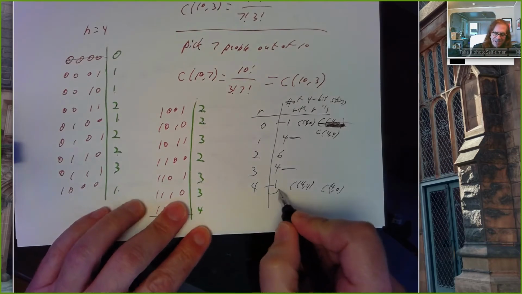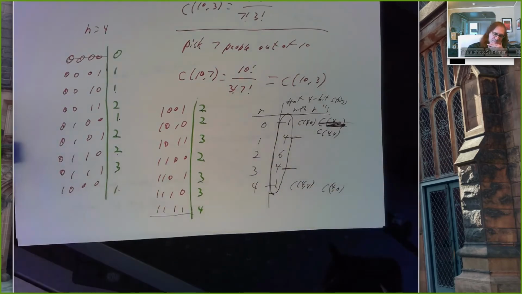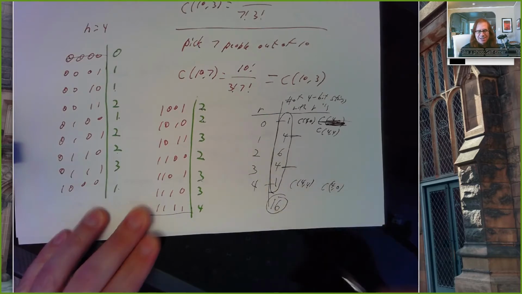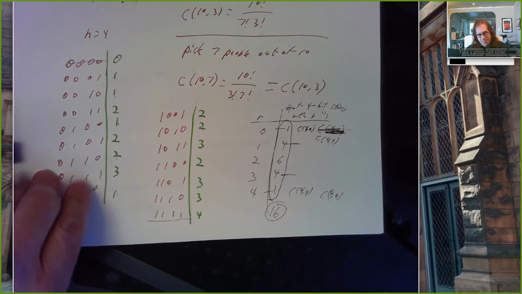Now, what do I get if I add up all 5 of these numbers? 16, thank you. I get 16. What's the significance of 16? It's 2 to the 4th. It's the number of 4-bit binary numbers. So think about this formula.